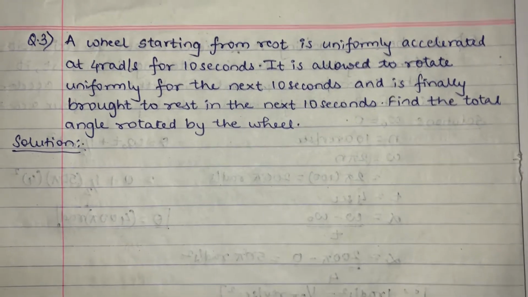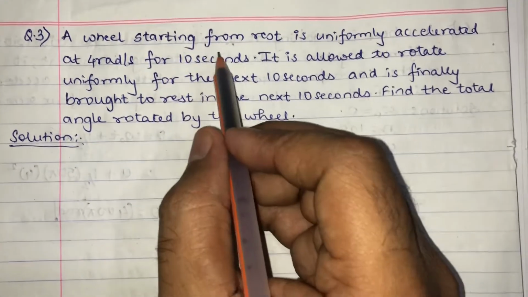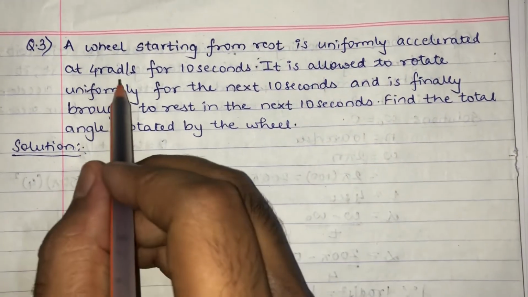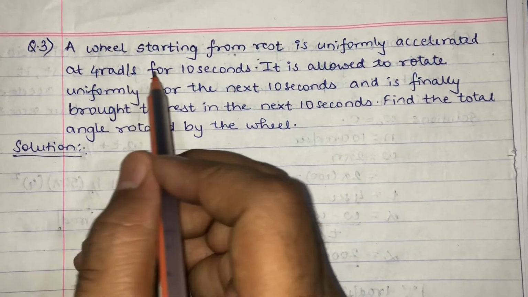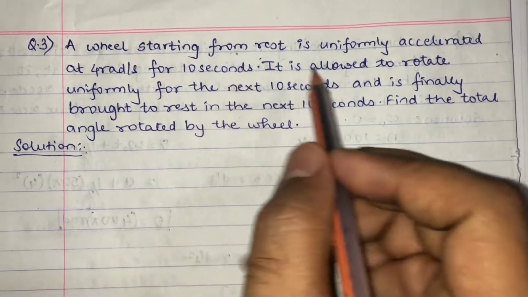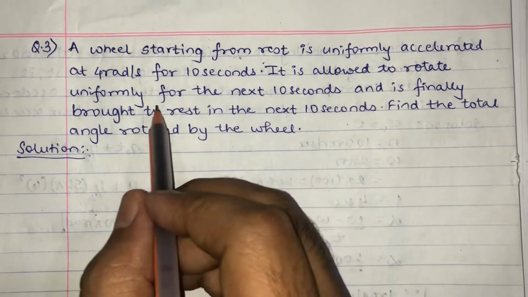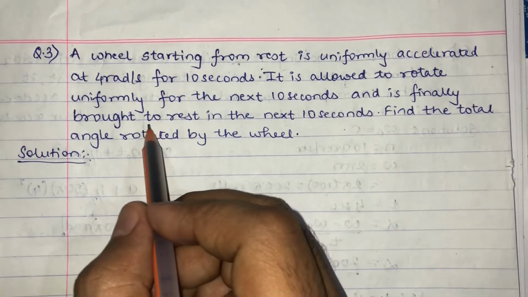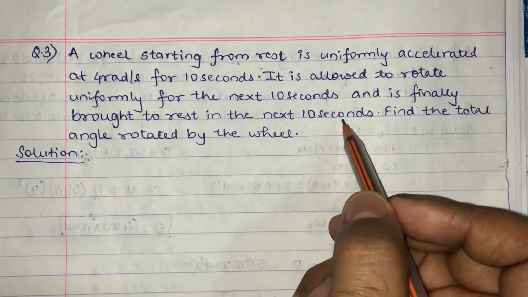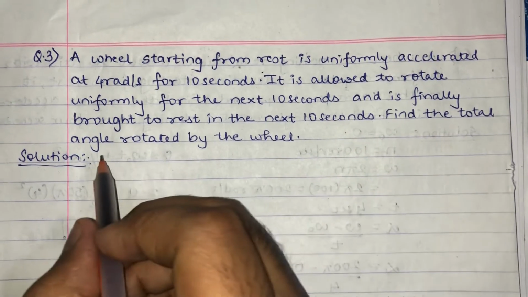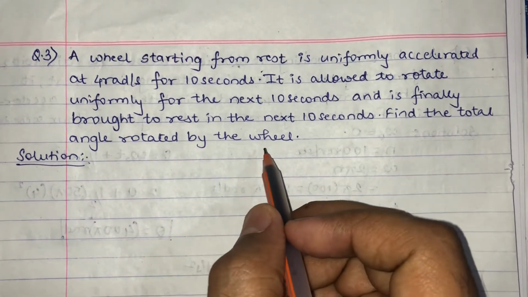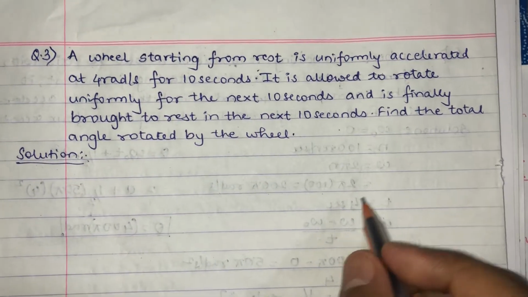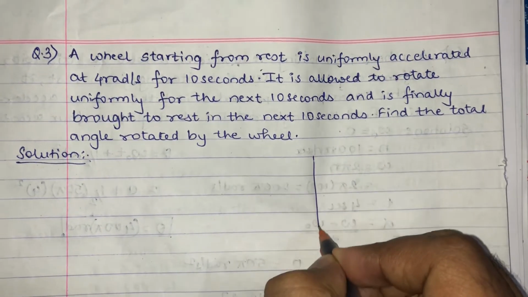Now the third problem says that a wheel starting from rest is uniformly accelerated at 4 radian per second squared for 10 seconds. It is allowed to rotate uniformly for the next 10 seconds and is finally brought to rest in the next 10 seconds. Find the total angle rotated by the wheel. Now we'll see this whole thing in a graphical way. So what does the graph say?